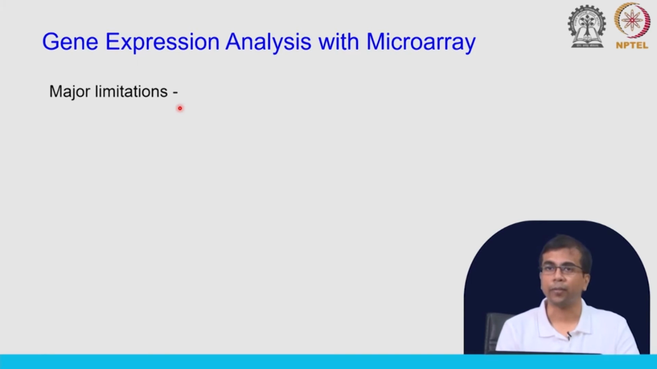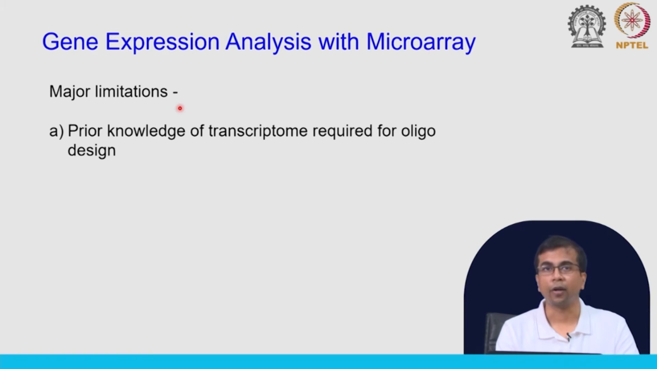Because microarray relies on hybridization, we need to have prior knowledge of the transcriptome for oligo design. We need to design or synthesize these oligos on the chip, so we need to know the transcriptome sequence: the genome sequence, the gene sequence, the mRNA sequence, etc.